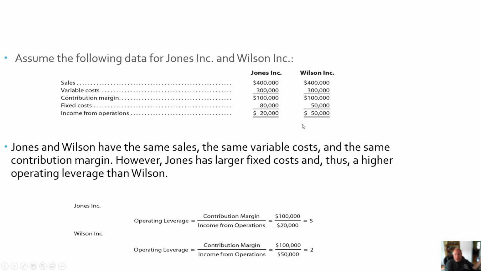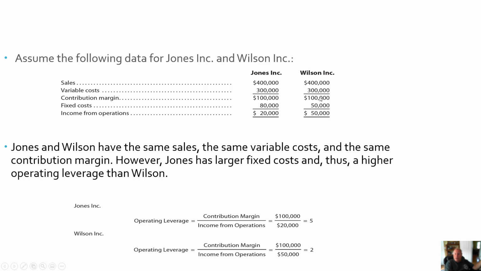Here's just another example of two companies. This company here has Jones. Yes, they have 80 fixed, but we can see that they're more leveraged, a 5, and a 2 for Wilson. They have lower leverage. So what we're going to see is that an increase in sales at Jones will magnify the return. However, if it goes down, the opposite occurs.